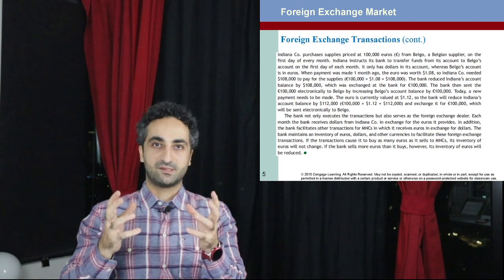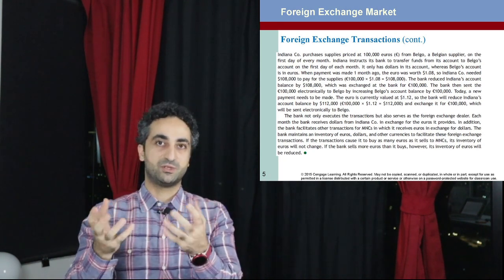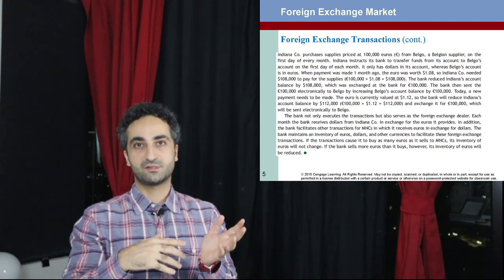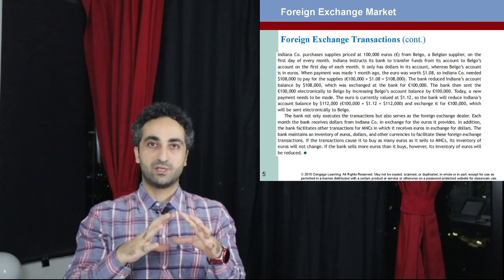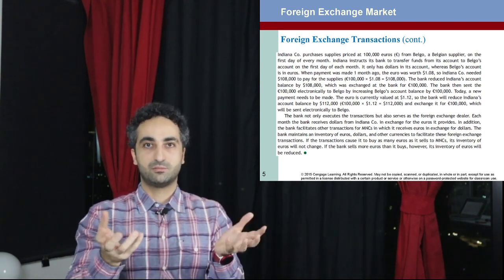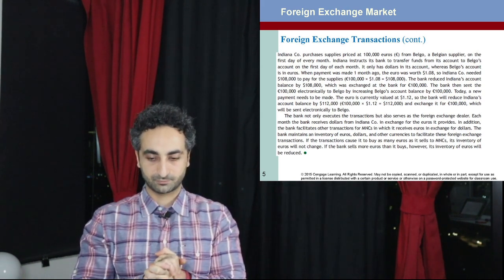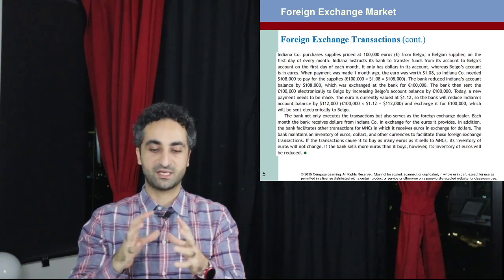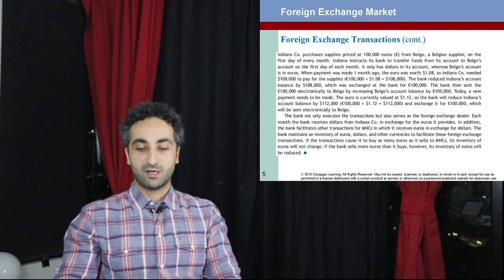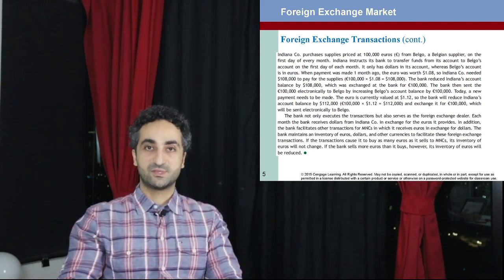So basically, the banks will have reserves. These banks would need USD. They would also need euro. They might also need different currencies. So they will keep some reserve for each currency. Why? Because they might need it at any moment. Okay. So the bank maintains an inventory of euros, dollars, and other currencies to facilitate these foreign exchange transactions. So it's business for them.